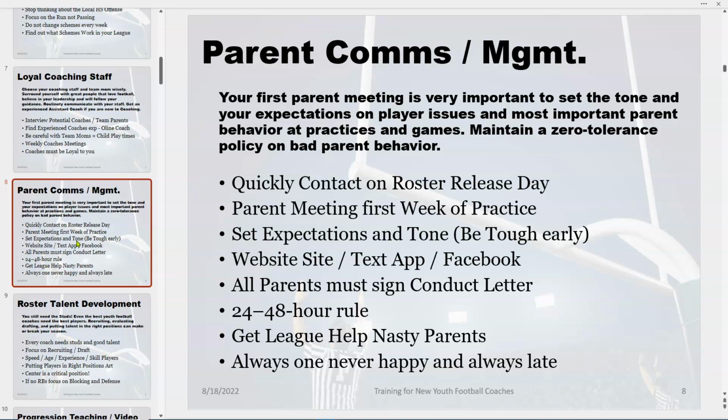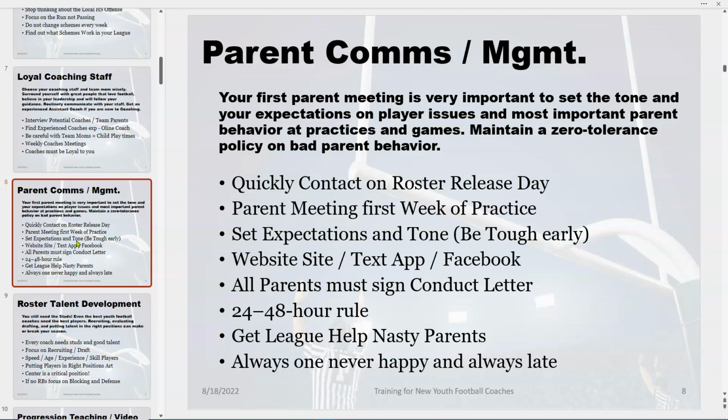So have your website up, your text app, Facebook, man. If you've got all that and it's going, that's half the battle. If you're organized and you've got that communication going and you've got your parent meeting and what you expect out of them and the players and how the league's going to react, that's great. Make sure every parent is going to sign that conduct letter. Our league has them do it through the website, so they know it's all done, but I have it again, so everybody's just got it.